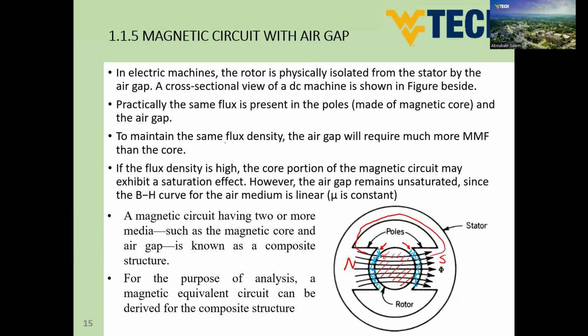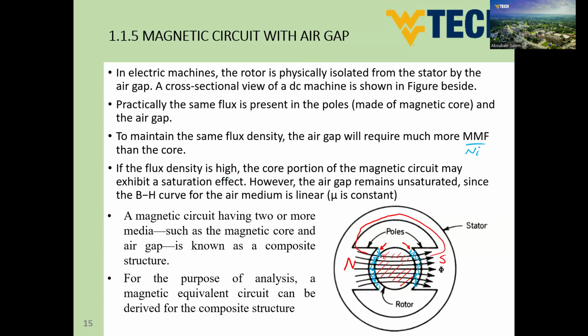To maintain the same flux density in the air gap will require much more MMF than the core, because the air gap will store energy and this will require more current. So in order to store air gap energy, you have to provide more power and more MMF from the supply. More MMF, and you know that MMF equals N times I. So this means for the same number of turns, you have to provide more current in order to reach the required MMF.